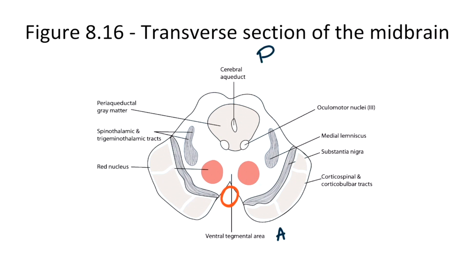However, the oculomotor nerve, right here, is one of the deeper structures of the midbrain and is typically not damaged during occlusion of the basilar artery. This is why patients can blink and move their eyes vertically.